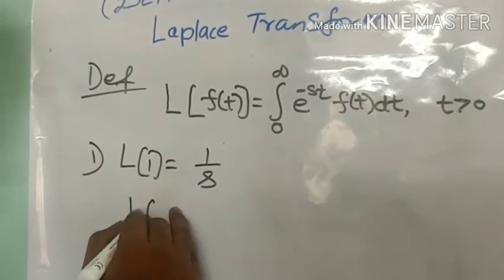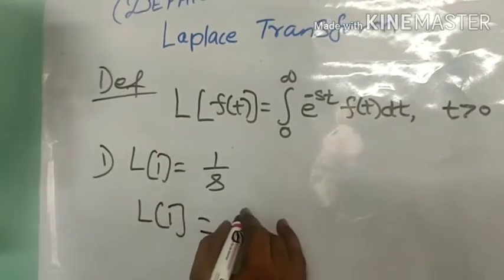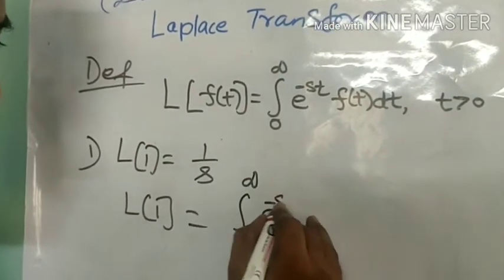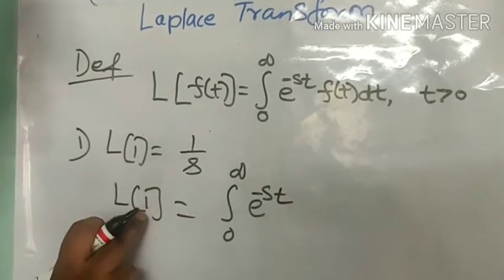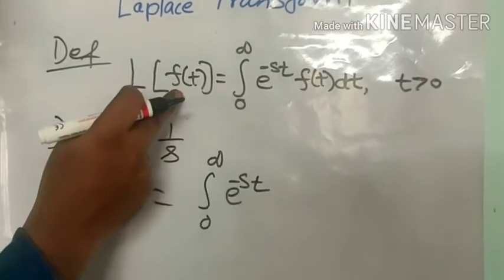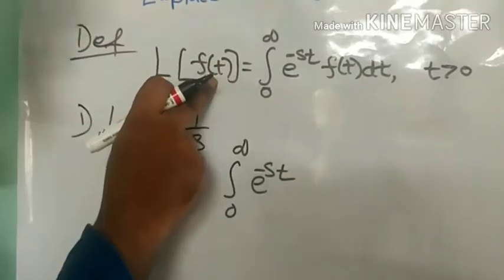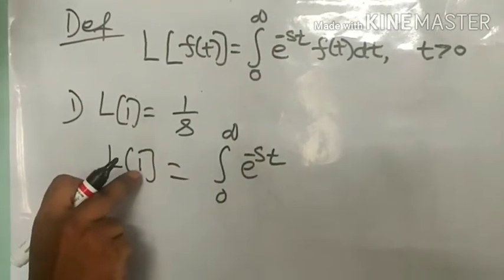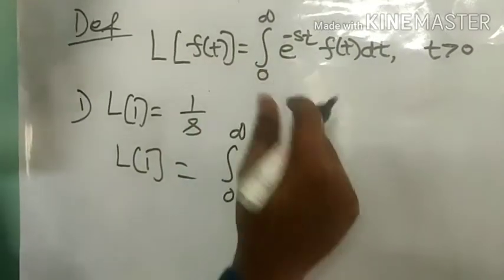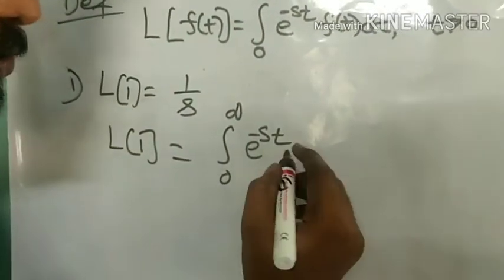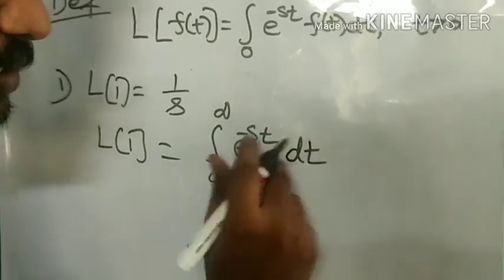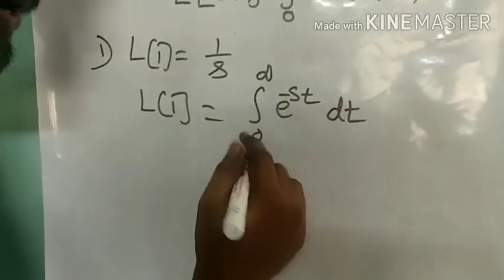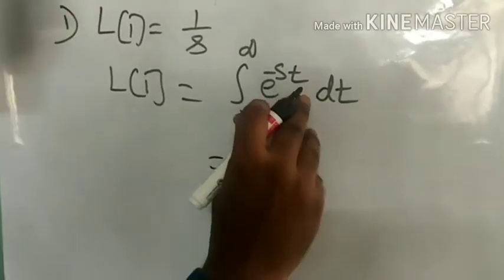So Laplace of 1 is equal to, by your definition, the integral from 0 to infinity of e power minus st f of t dt. In the problem, in the f of t place you substitute 1. So instead of f of t you write 1, and there is no need to write it, just write dt. So 1 into e power minus st is only the exponential function.